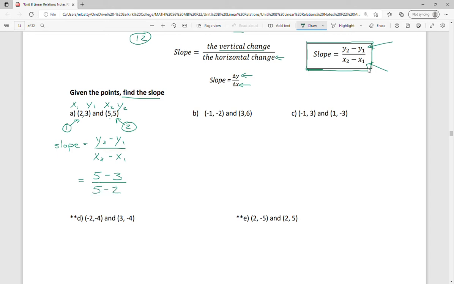So if I do the math here, I'd get a 2 over 3. So that tells me that I have a rise of 2, so a change of 2 points up, for a run, or a change in the horizontal, of 3. So if I were to draw this quick, I'd go from one point to another, I'd go up 2 and over 3, right? That would be the steepness of my line.